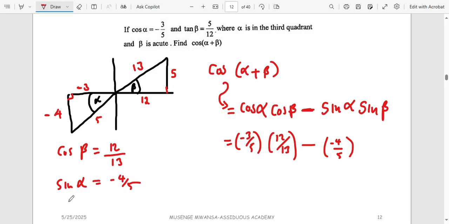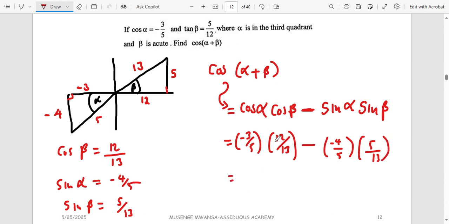And then sin beta. So sin, again, for the one with beta, is opposite. The opposite side is 5. Hypotenuse is 13. So that is 5 over 13.